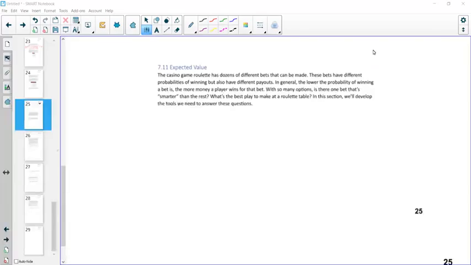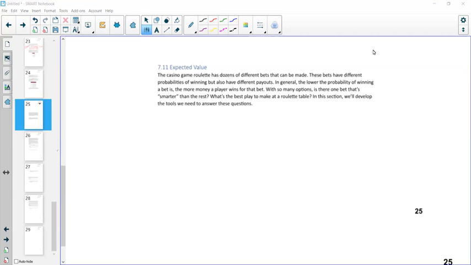Okay, today we're going to look at section 7.11, expected value. And we'll start back with gambling. The casino game roulette has dozens of different bets that can be made. These bets have different probabilities of winning, but also have different payouts. In general, the lower the probability of winning a bet is, the more money a player wins for that bet.